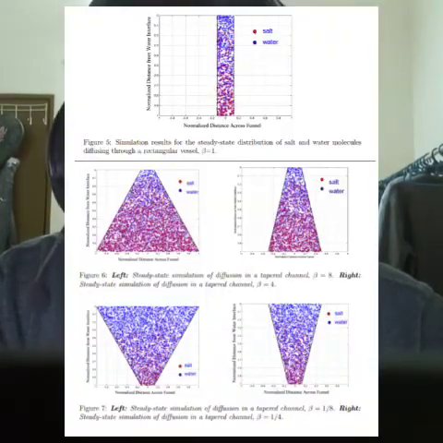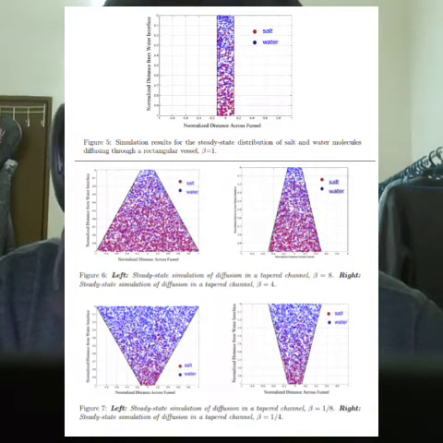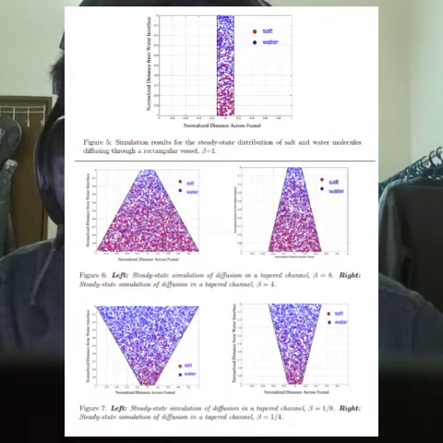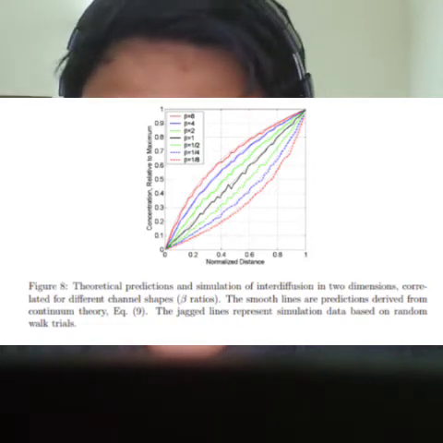So next here are the simulation results. Figures 5, 6, and 7 show the results of several simulated cases for different diffusion channel contours, as seen here. In the final walk of 100 trials required to calculate the average concentration, these data plots displayed the parameter beta, establishing the channel shape and the steady state positions of all molecules. In these plots, the blue points represent the water molecules and red points represent salt molecules.